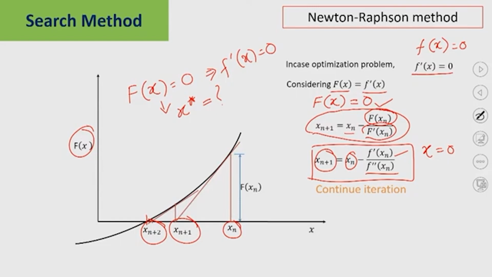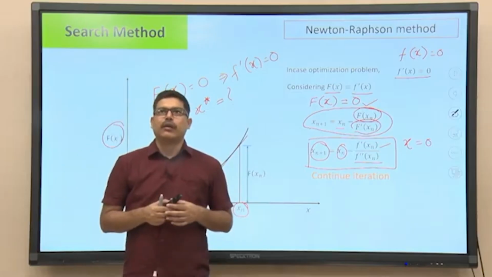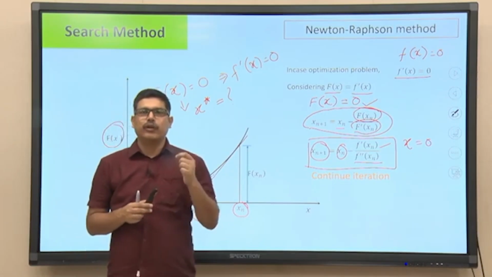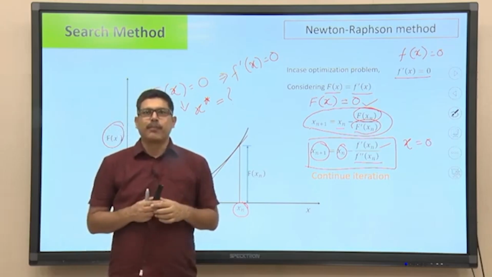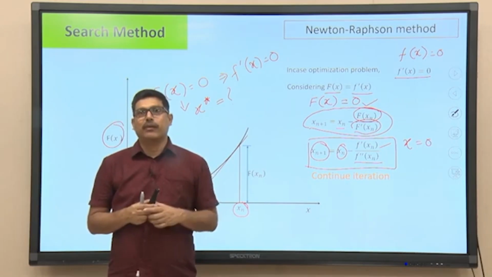Now, the question is whether you will apply the region elimination technique or this Newton-Raphson method. If you compare with the region elimination technique, in the region elimination technique we are not calculating the derivatives. We are just calculating the objective function value. So, in the region elimination technique we only calculate the function value, but in this method you have to calculate the derivative.